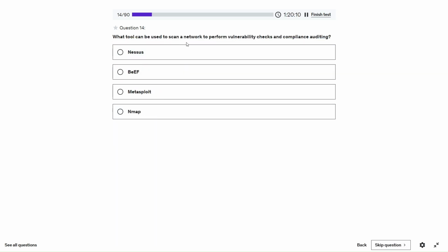What tool can be used to scan a network to perform vulnerability checks and compliance auditing? Okay, we are checking the vulnerability and also compliance auditing. We are also auditing. So Nmap could be, because Nmap scans the vulnerabilities and the services, whereas Nessus scans the vulnerabilities and audits them.